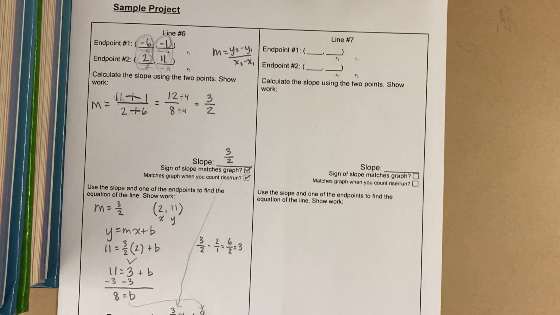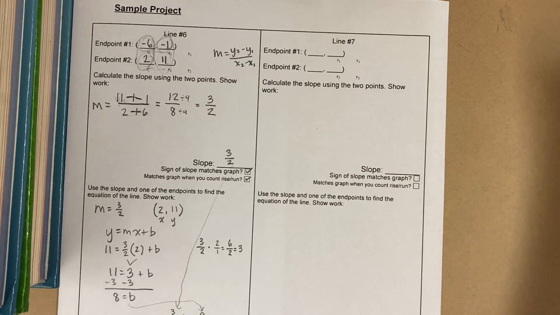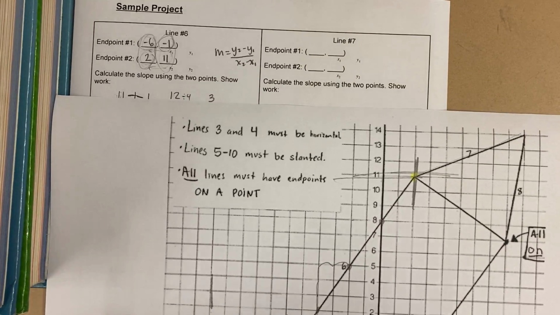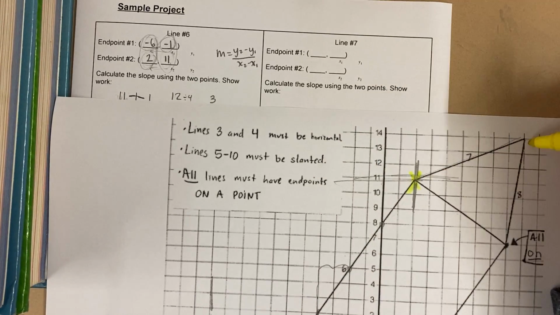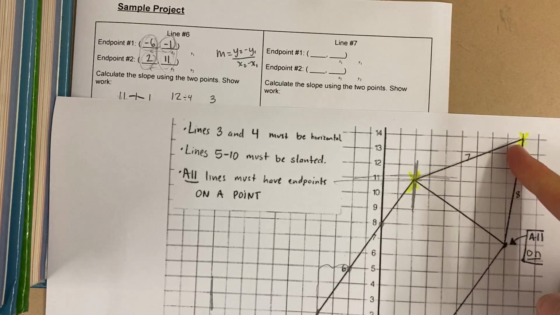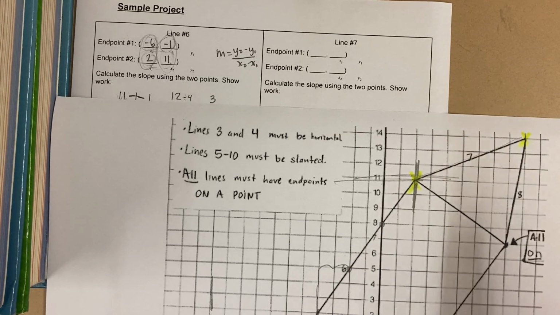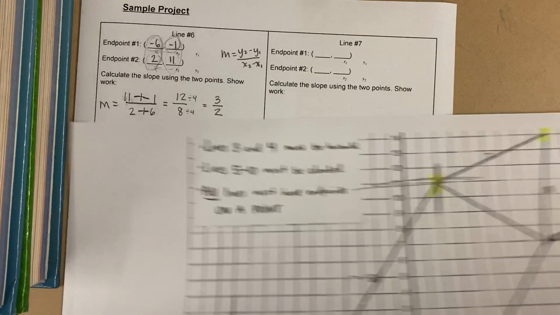All right, let's look at line 7. Line 7 has something a little bit tricky that happens with it, and you're going to see in a sec. But let's grab the endpoints first. So the endpoints are here. So that's 2, 11. And here, right, this is the line, 9, 14. So 2, 11 and 9, 14.